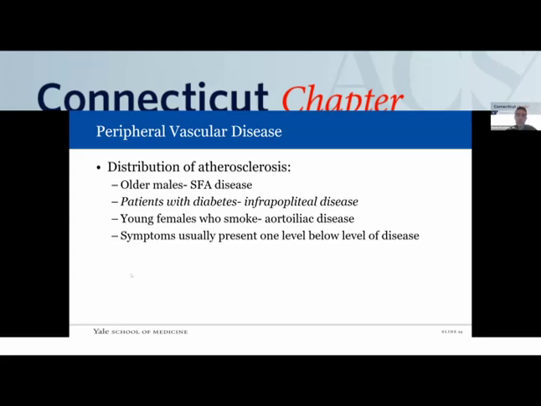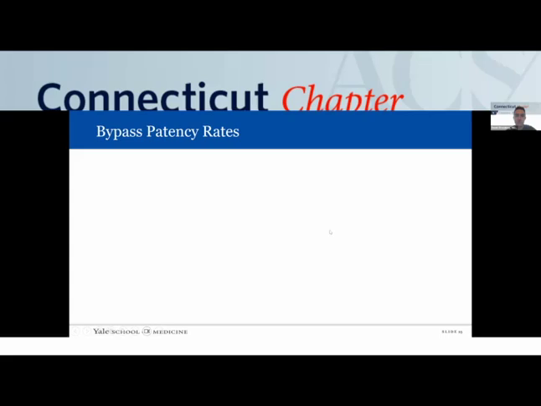Young females who smoke typically present with aortoiliac disease, and symptoms usually present one level below the level of disease. So, for example, older males with SFA disease may have calf claudication. Patients with diabetes may have metatarsalgia or forefoot pain. Young females who smoke typically have either buttock or thigh pain in addition to calf pain.